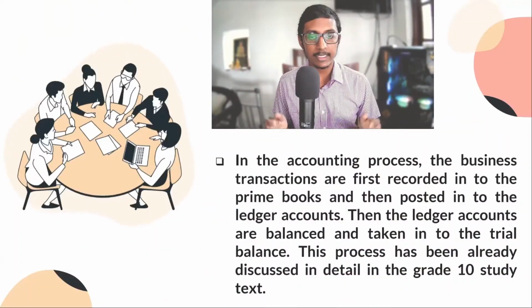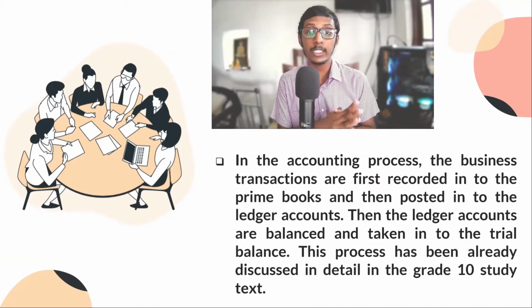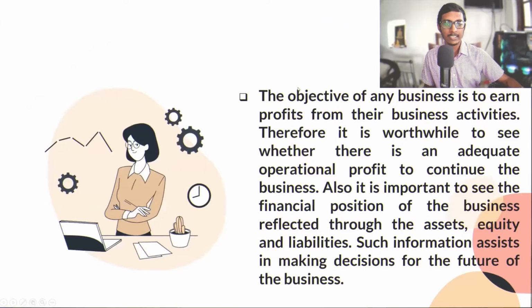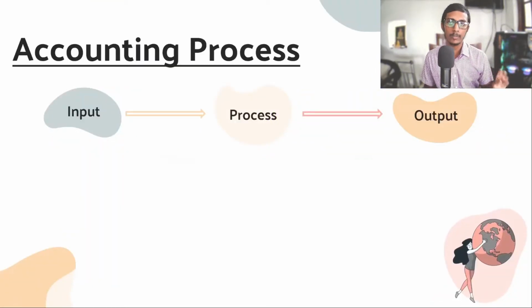In the accounting process, the business transactions are first recorded into the prime entry books, or even before that, we need to prepare source documents. After recording those transactions into prime entry books, based on those book entries, we can record our transactions into ledger accounts. The final balances of our ledger accounts can be posted to the trial balance, and only then, based on that trial balance, can we prepare our financial statements. That is the summary of the accounting process. So I'm going to draw that process.